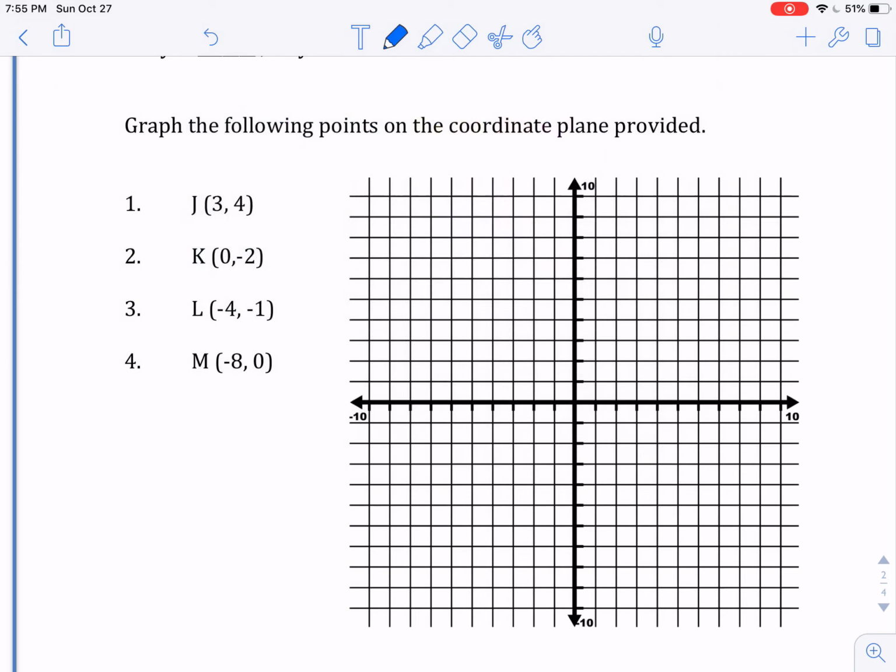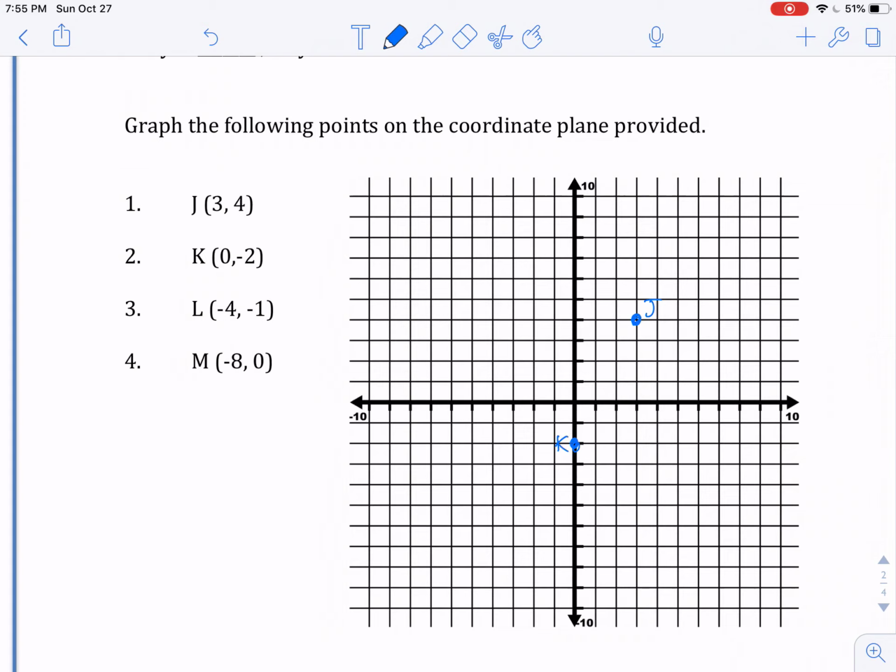All right. Okay, so we have J was 3, 4. Tell me which direction, left or right, up or down. So 3, 4, we go which direction first? Yep, we go right 3, and then where? Up 4. 1, 2, 3, 4. So we go right 3, up 4 for J. What about 0, 2? Are we going to go left or right at all, or no? No, we're going to stay on the y-axis, and we're going to go up or down 2? Going to go down 2, so we get K.